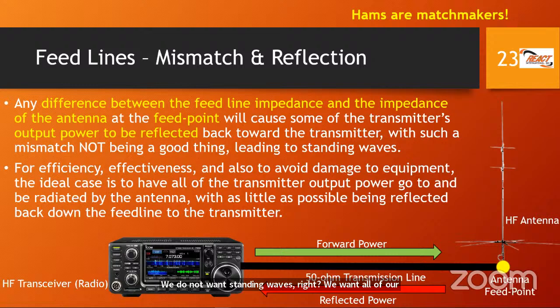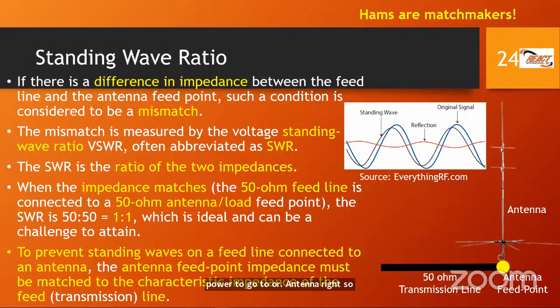So let's talk a bit about standing waves and standing wave ratio. When there's a mismatch between the feed line and the antenna feed point, so we have our feed line here coming from our transceiver, and we have our antenna here, and the feed point is where the transmission line connects to the antenna. If there is a difference in the impedance, so let's say the transmission line is 50 ohms, right? And let's say our antenna is 72 ohms or something like that, then there's a mismatch, right? So once there's a difference in the impedance, we have a mismatch.